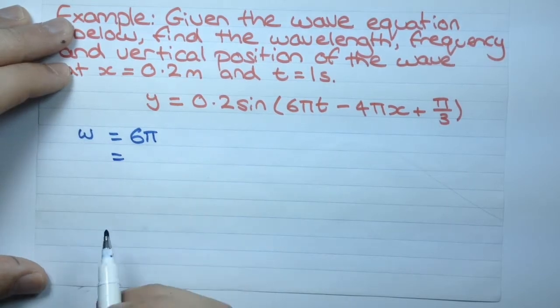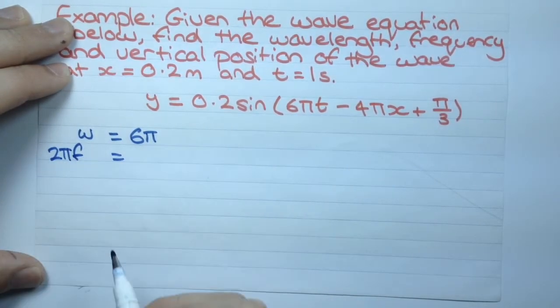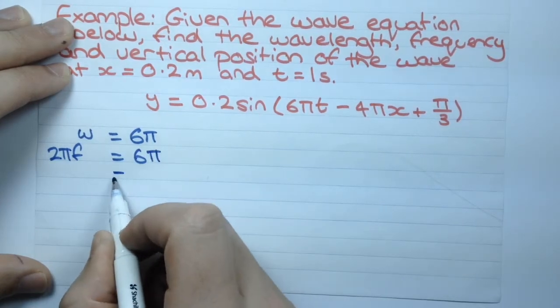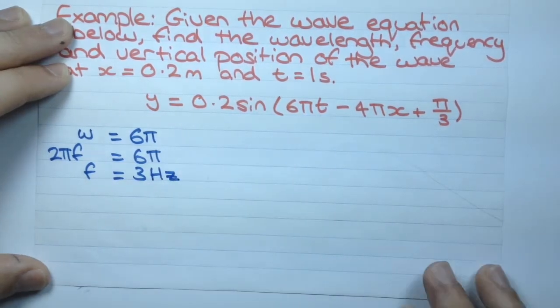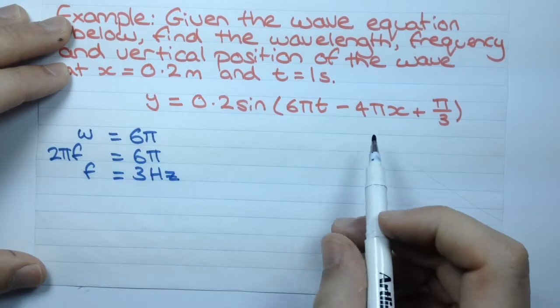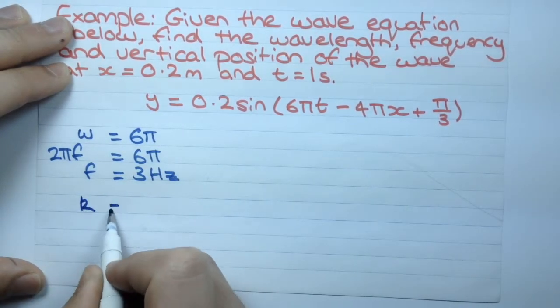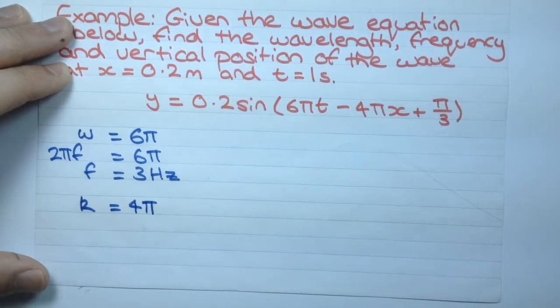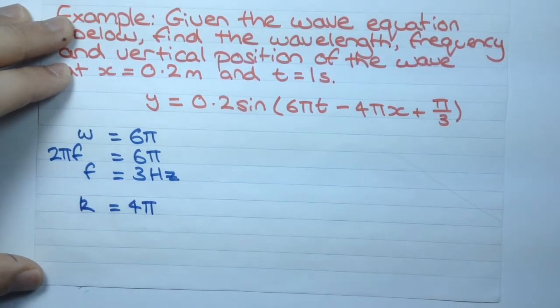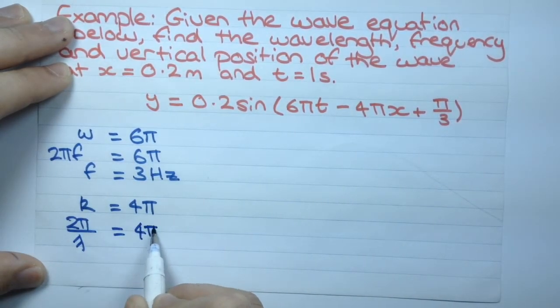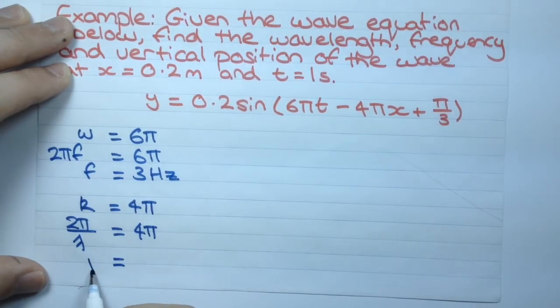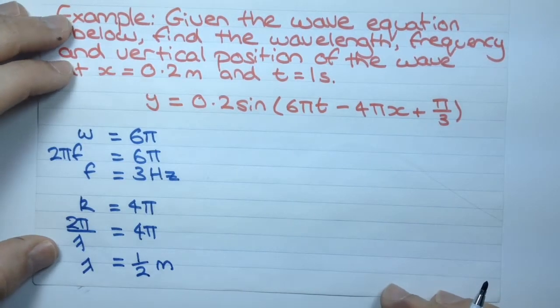We know that omega is actually equal to 2 pi f from our formula sheet. Divide both sides by 2 pi, we end up with f equals 3 hertz. Quite simply. Next, we'll look at k. k is always next to the x. Right? k equals 4 pi. We know that k off our formula sheet is equal to 2 pi over our wavelength. And with a little bit of rearranging, we end up with lambda equals 1 over 2 meters. So our wavelength for that wave is 1 over 2 meters.